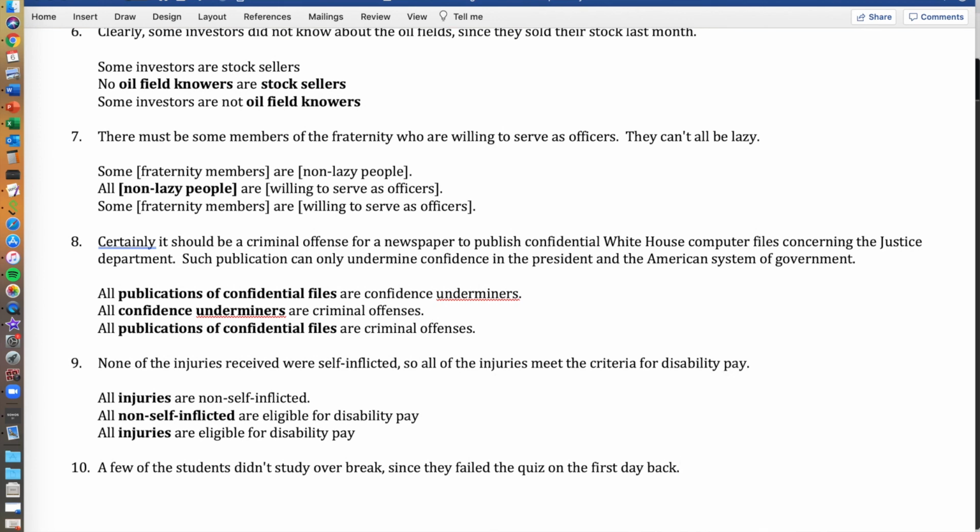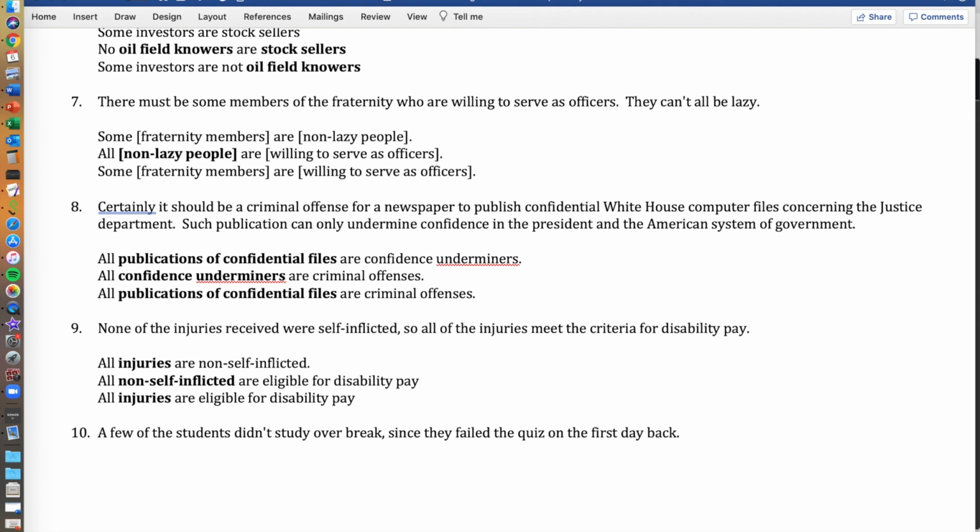And finally, number 10. A few of the students didn't study over break since they failed the quiz on the first day back. So here we have one sentence and two statements and a clear argument indicator, since. And since tells us this second statement is the evidence statement, which will become the premise in the syllogism. That leaves the remaining statement as the claim, the statement that becomes the conclusion of the syllogism.